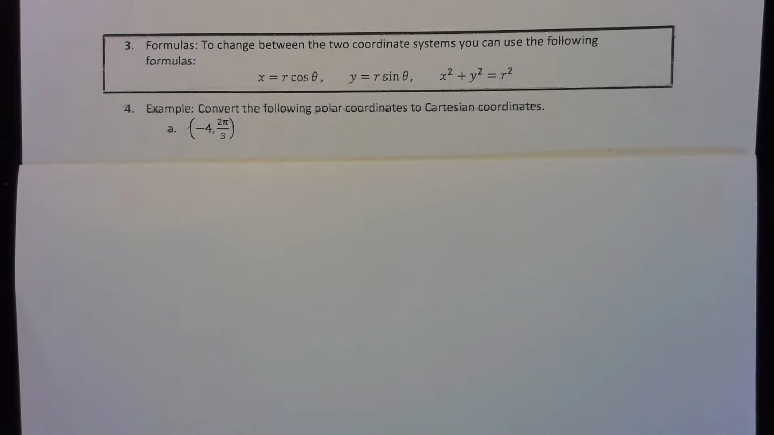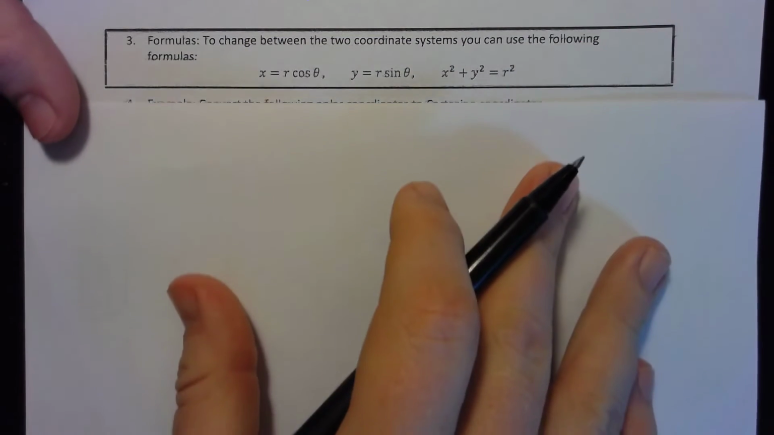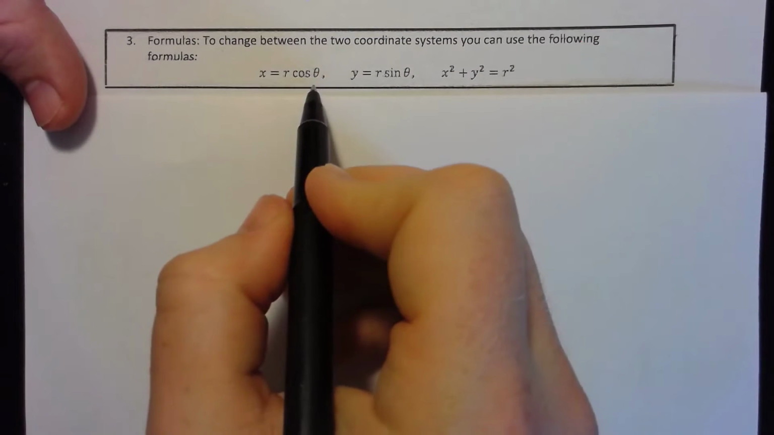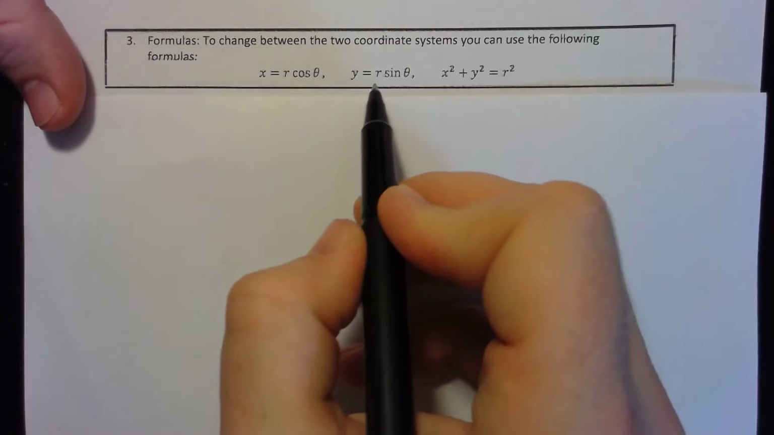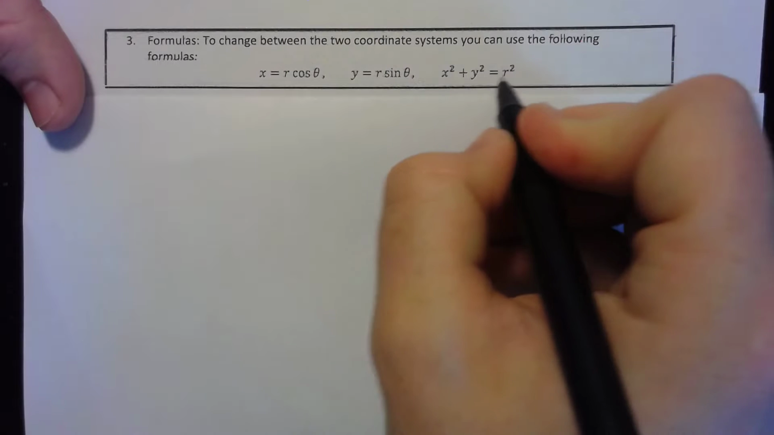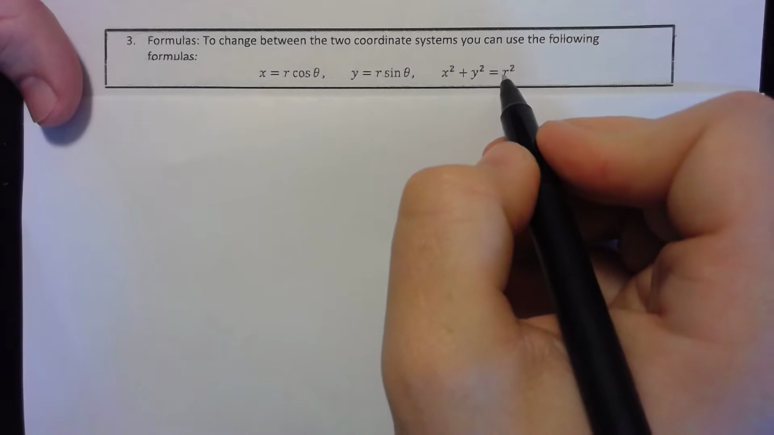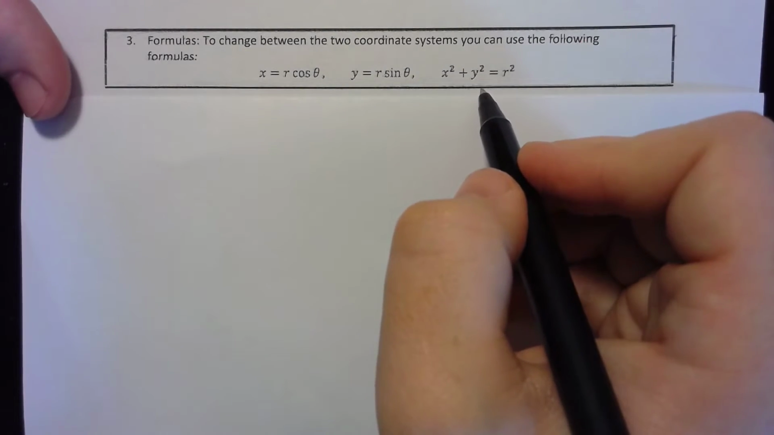In this video, we'll be looking at the formulas that allow us to change between Cartesian coordinate systems and polar coordinate systems. In a Cartesian coordinate system, you're always going to have an x and a y. These two formulas will allow us to determine what x is in terms of r and theta, and what y is in terms of r and theta. This one over here allows us to determine what x and y comparatively are in terms of r, the radius. So, these three formulas are appropriately built.